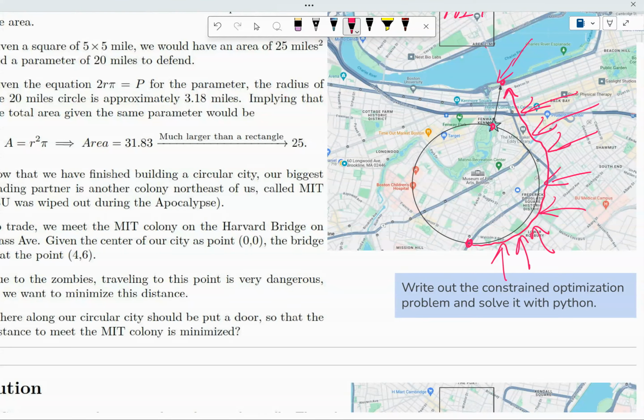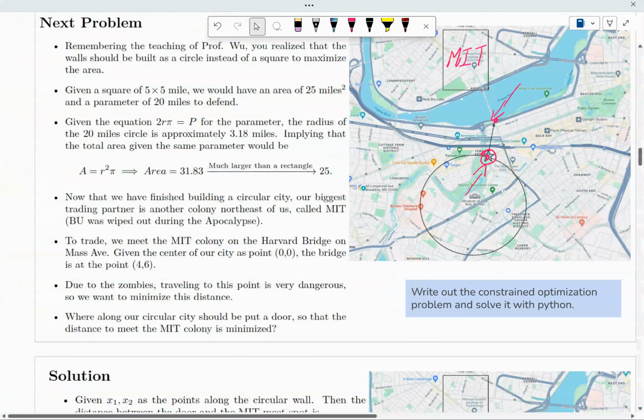So by picking where the door should be, I mean, obviously we'll probably have multiple doors, but where should this door be for the trading purpose? It will minimize the distance which you have to travel, and lowers the chance you'll get attacked by zombies. Okay. So that's the second world problem.